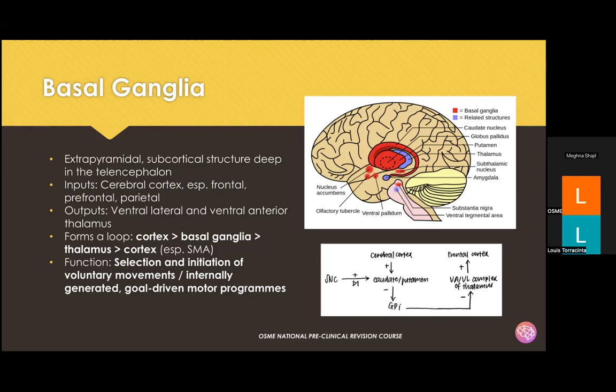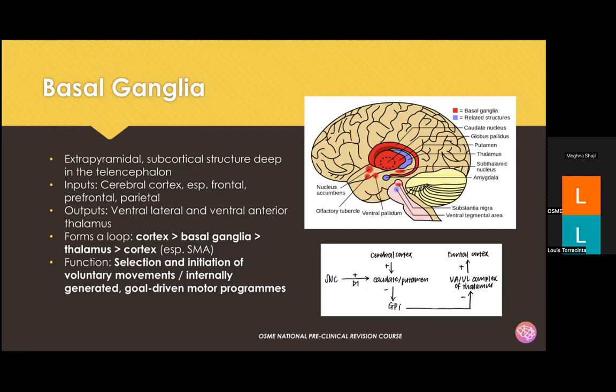And the function of the basal ganglia is quite complicated. It's really the selection and initiation of voluntary movements. So it's saying, okay, are we moving? Yes or no, and how? It's about goal-driven motor programs. People that have problems with the basal ganglia will either have real struggles with beginning movements or with stopping movements. It's not necessarily that they have problems with the movement itself. It's really: can they start or can they stop?